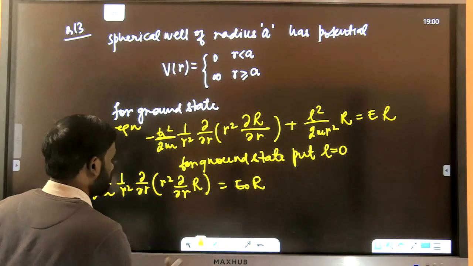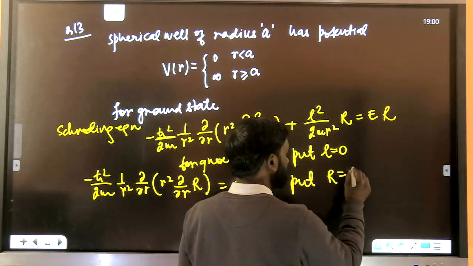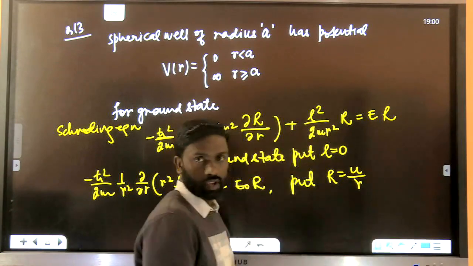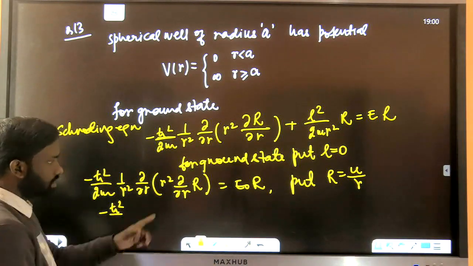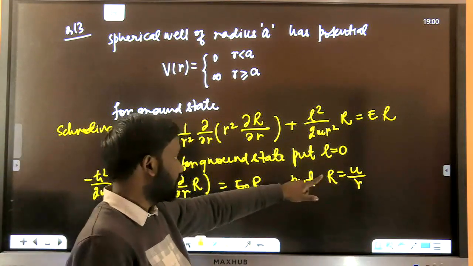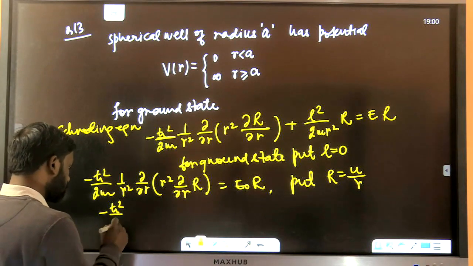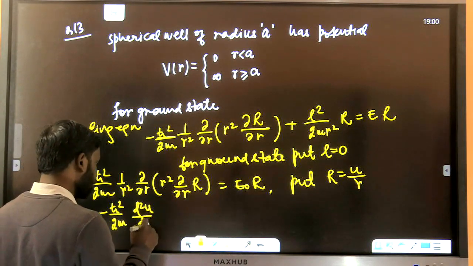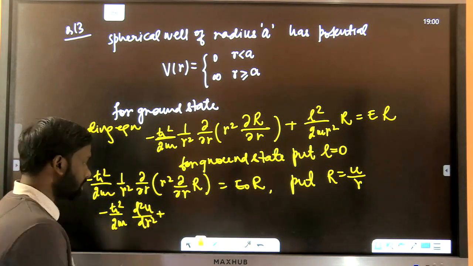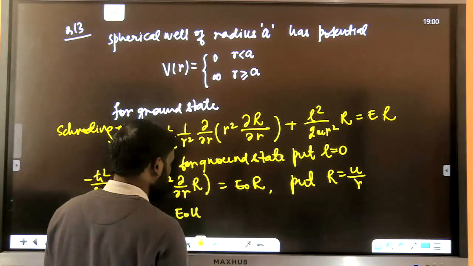Now we do a substitution. Put R is equal to U by r. When you do that, you get this, which is just basic mathematics. When you put R equal to U by r everywhere, you get something like this: minus h bar square upon 2m d2U by dr square is equal to E naught U.